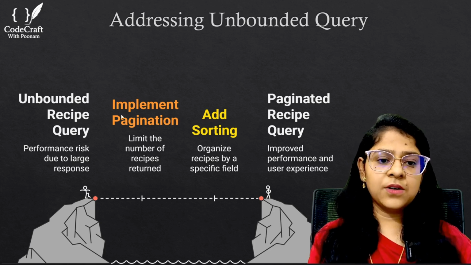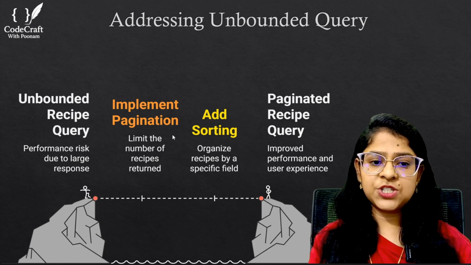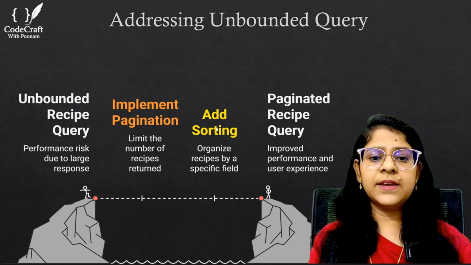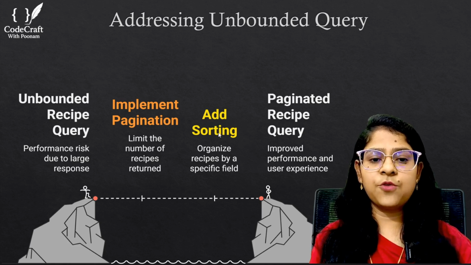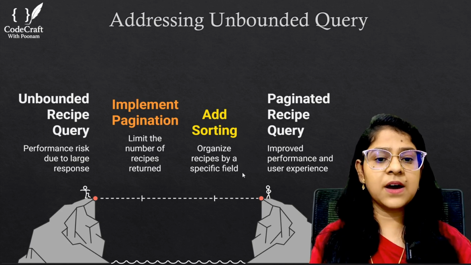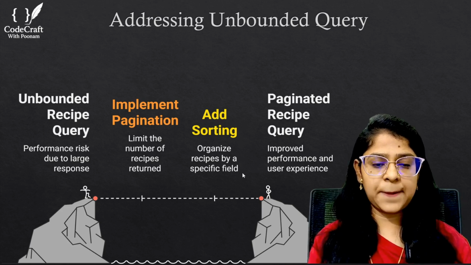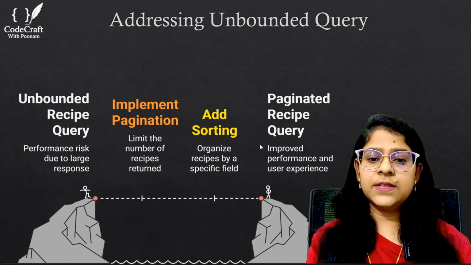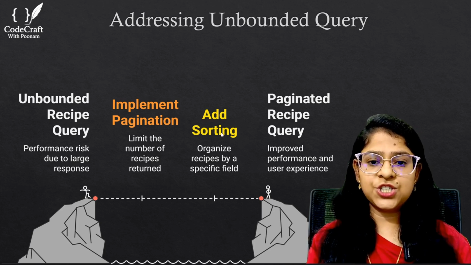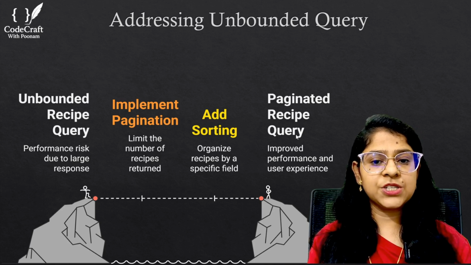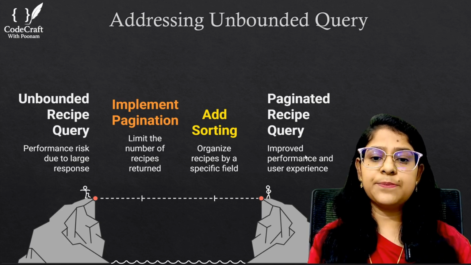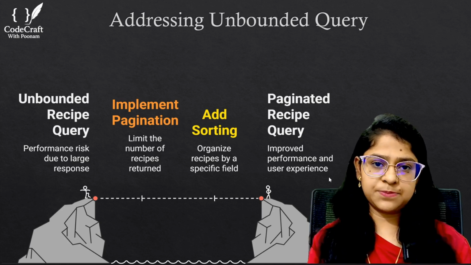If you implement pagination, it will limit the number of recipes returned. After implementing that, we are going to add sorting, which will help us organize recipes by a specific field. Because of pagination and sorting, we will get a paginated query, and this improves the performance and user experience.